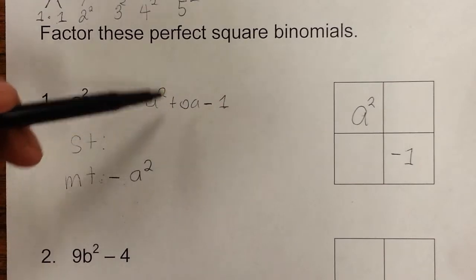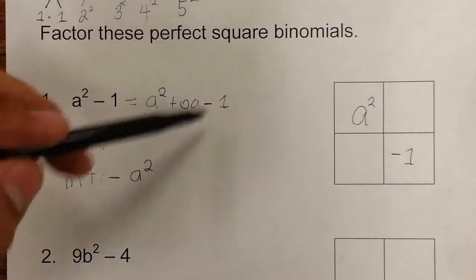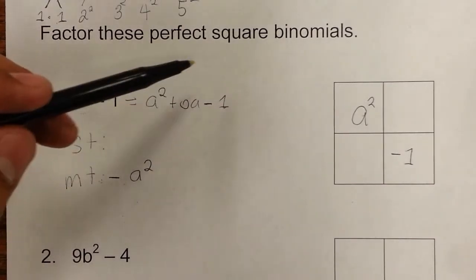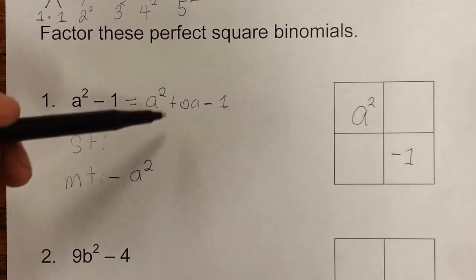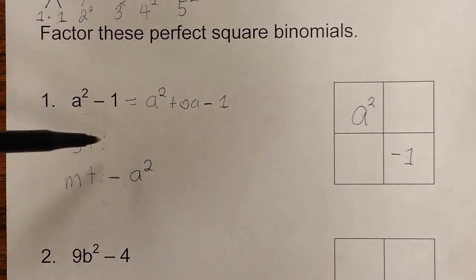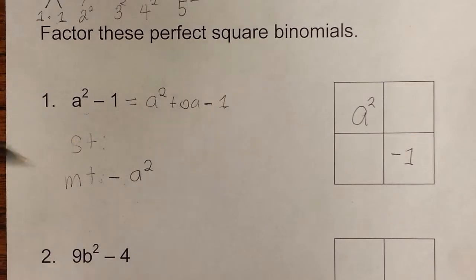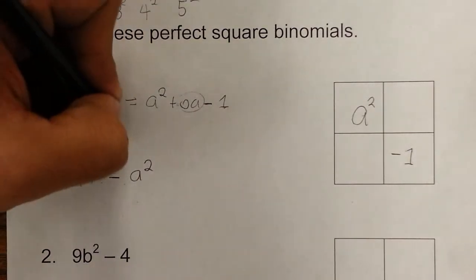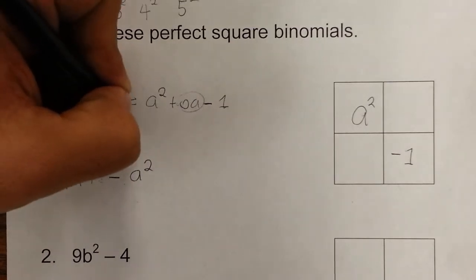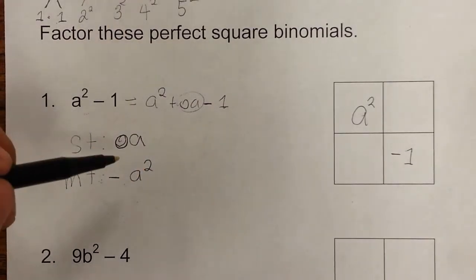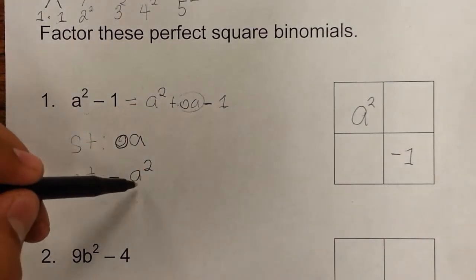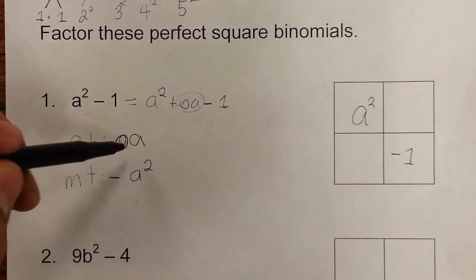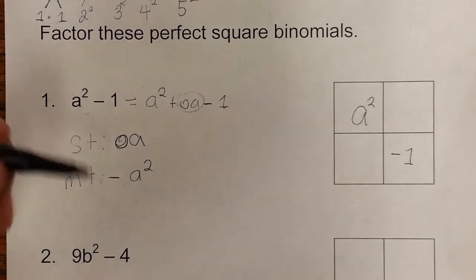Now let's think. If I added a 0a, I didn't change the value because I added 0. I added nothing to this. So I just changed the way this equation looks. I've got the a squared plus the 0a minus 1. So in this case, our middle term is going to be this 0a. So I need to think of two expressions which I multiply out to get negative a squared that add up to 0a.